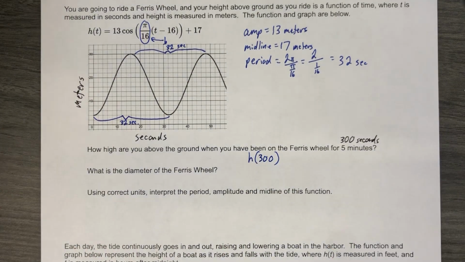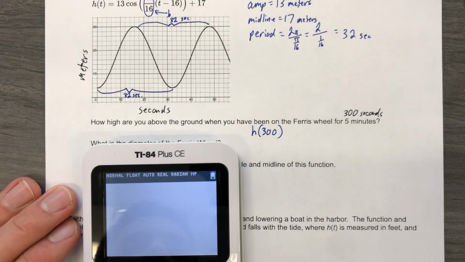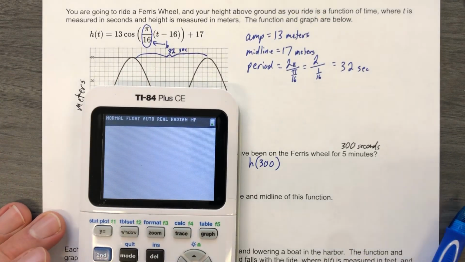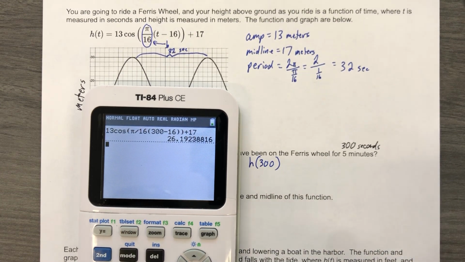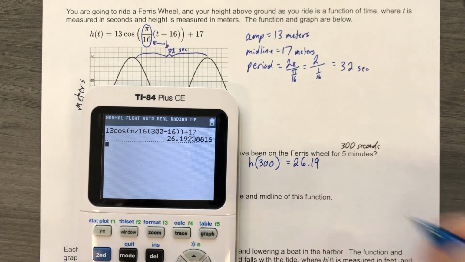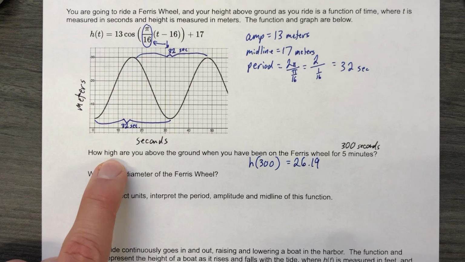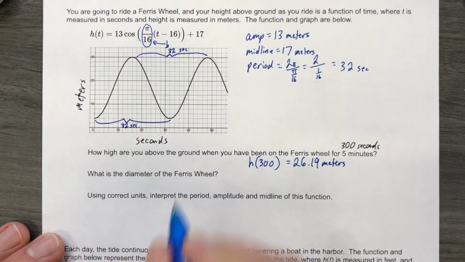Make sure whatever you're doing this on, you're in radians. So let's do that. We're going to have 13 cosine, I am in radians by the way, pi over 16, and then 300 minus 16, and then plus 17. And I got 26.19. Okay, 26.19. We're dealing with height, so that would be meters.